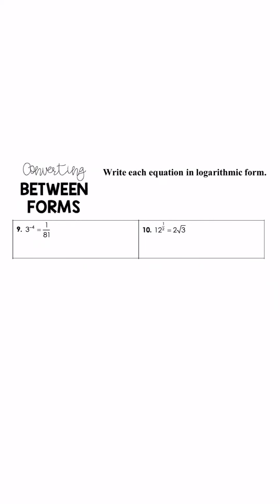Okay, here we go. So we have log base 3 of 1 over 81 equals -4.